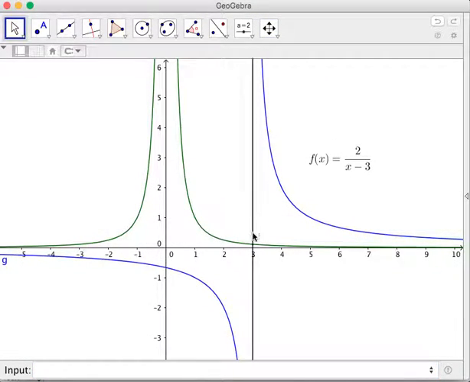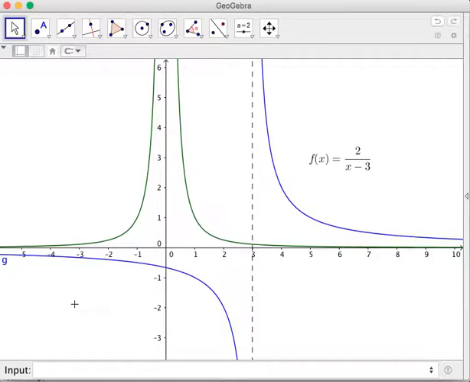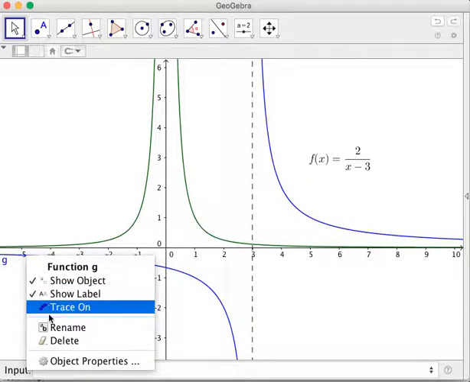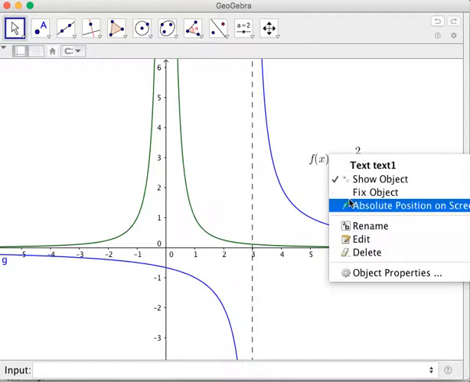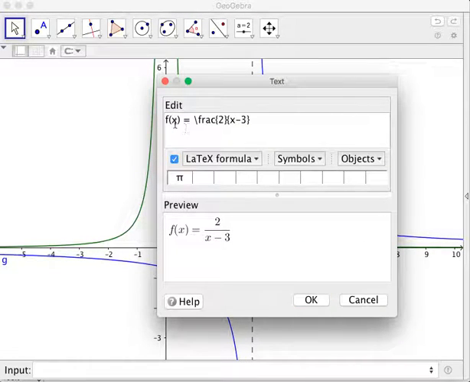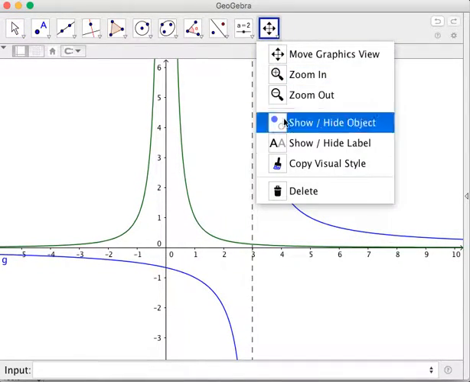So, madalas sa mga books, makikita nyo yung vertical asymptote na dashed line, kasi hindi naman talaga siya part ng graph. So, here, this is supposed to be f, because this is f of x. Or maybe we should just change this one, para hindi tayo magka-problema. So, g of x. What about this one? This is 1 over x squared, so this is f of x.